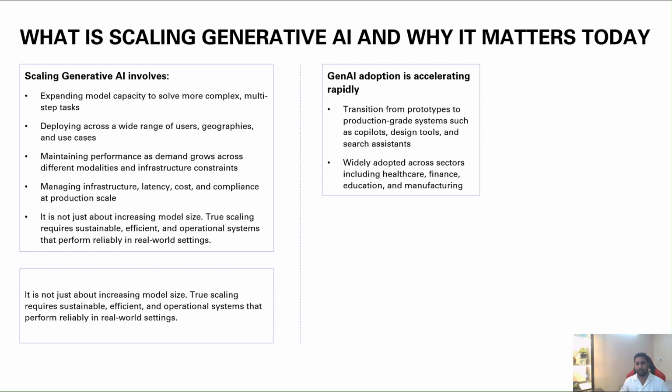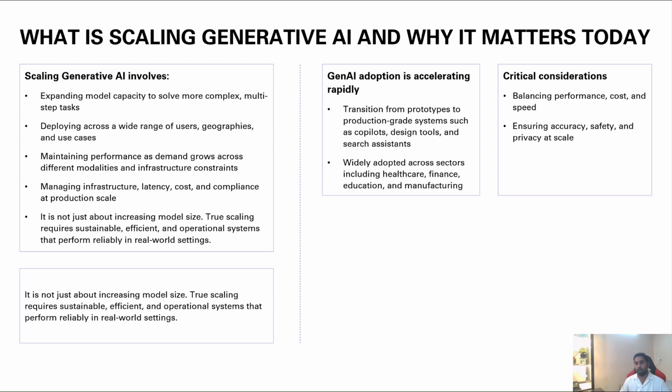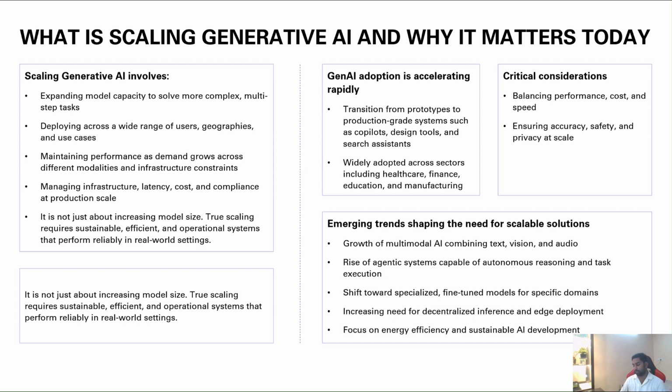Now, why does it matter now? Because GenAI is moving fast. What started as demos or fun tools is now being used to power real products like coding assistants, creative apps, chatbots, and even search tools. We are seeing it across the industries like finance, healthcare, education, even manufacturing. But as adoption grows, there are some tough trade-offs. I have to balance the performance and cost. I need to keep things fast and also safe and accurate, and that gets harder at scale.